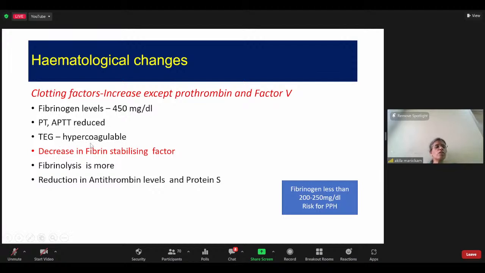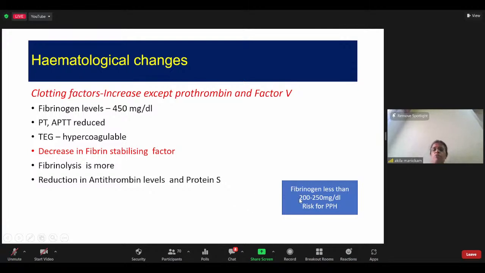So it is very important you use dynamic tests of coagulation to assess the quality and strength of the clot in a bleeding patient rather than conventional tests. Next, there is a decrease in your fibrin stabilizing factor. So there is activated clotting, but at the same time fibrinolysis is also more, and there is a decrease in fibrin stabilizing factor. So once hemorrhage sets in, there is activated fibrinolysis. This is the reason you have to give tranexamic acid as the first drug of choice in any patient with postpartum hemorrhage.